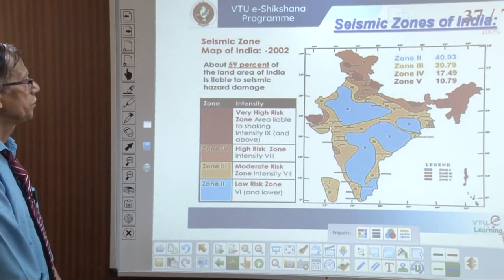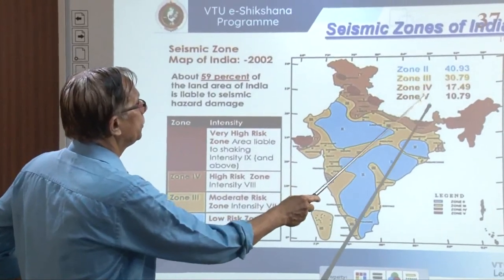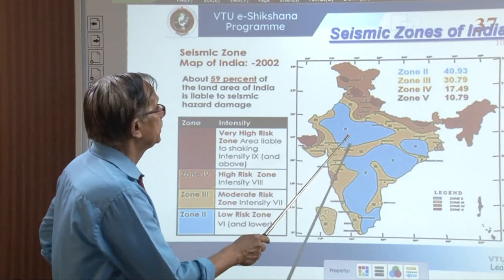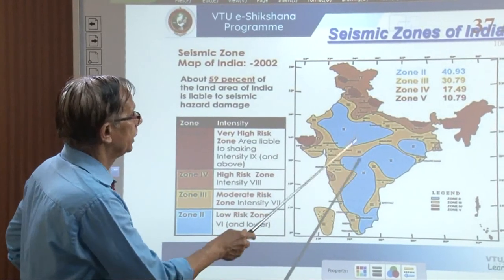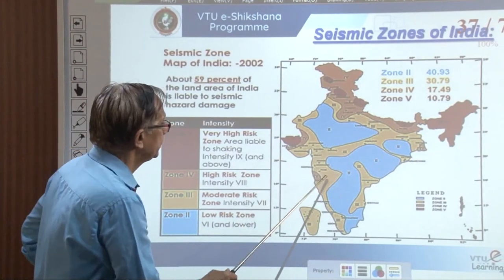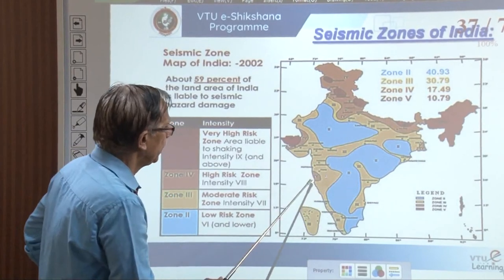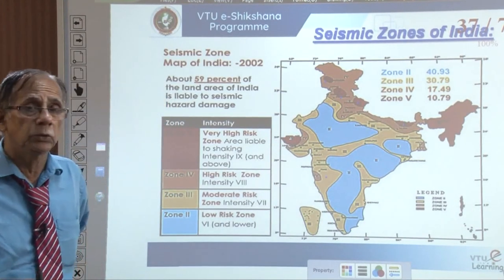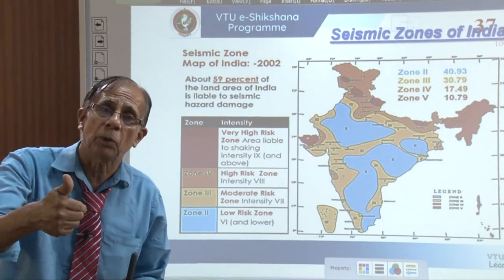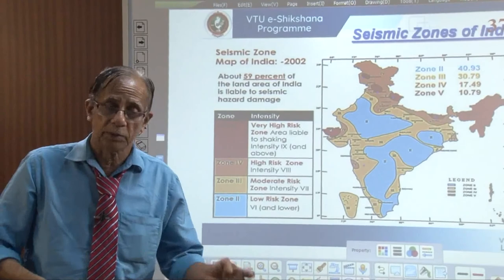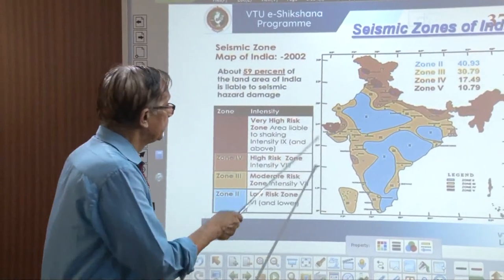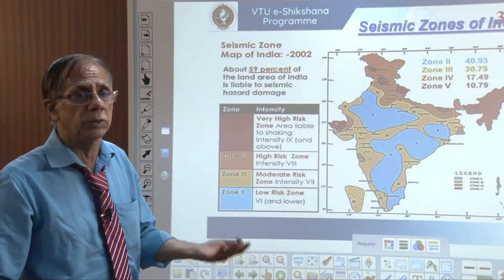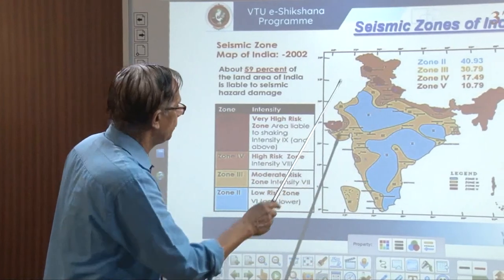Now, let us come to India. In India, we have zones 2, 3, 4. These are all zone 2. Nearly 40% of our area is covered by it. Then, we have zone 3, these are all zone 3. Zone 4 we have, and zone 5 we have here, here, here. It means, according to the zone, we have to decide what the safety factor should be for us, and come up with the best design. It all gives us a guideline. This is not the final one, of course. We need to keep on improving based on the records we get. So, this is the seismic zone map of India.